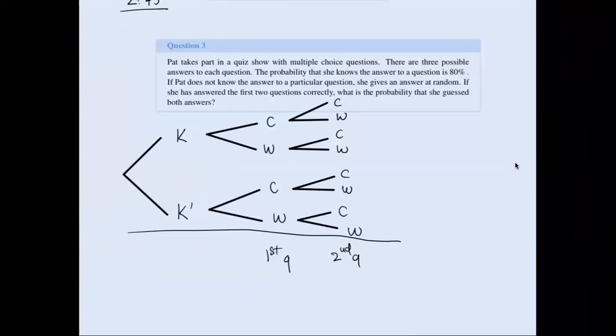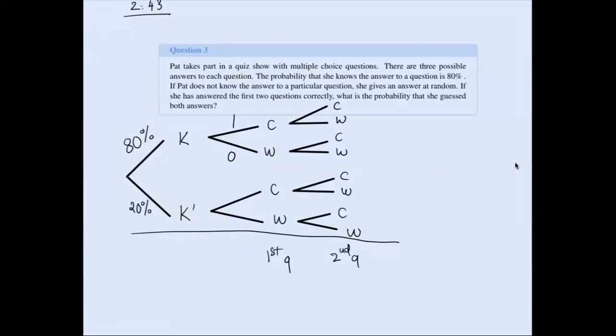So here we know that the probability that she knows the answer to a question is 80%, which means the probability that she doesn't know the answer is 20%. Given that she knows the answer, she will answer it correctly. Then the probability that she answers it correctly, given that she knows the answer, is 1. And the probability that she answers it wrong, given that she knows the answer, is 0.